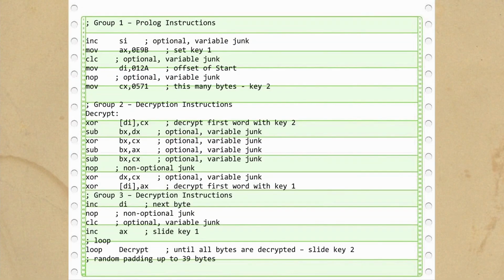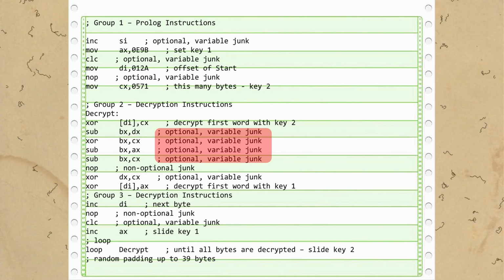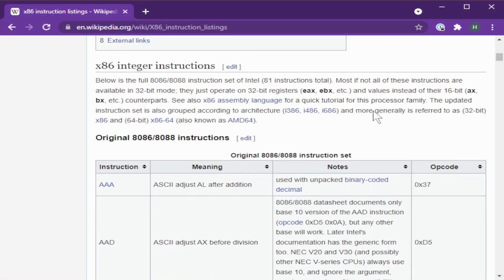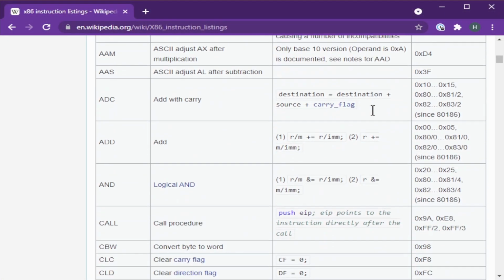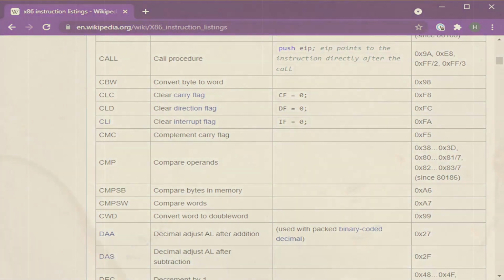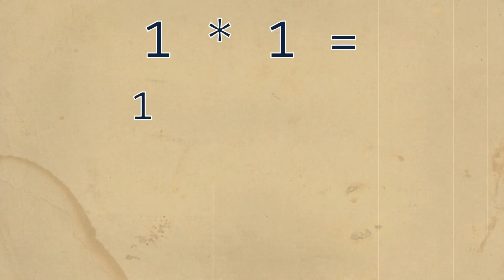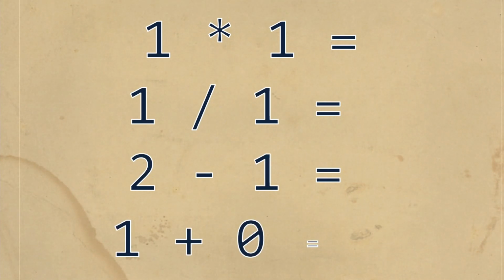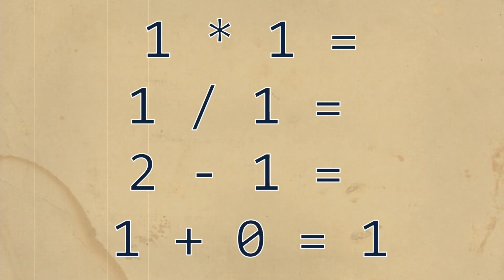This is the source again. The source is divided into groups. Group 1, 2, and 3. Each group can be filled by junk instructions. The junk instructions, when run, produce exactly the same results. The x86 instruction set has more than 100 instruction variations that can produce the same result. Essentially, all the junk instructions are just wasting the CPU time.